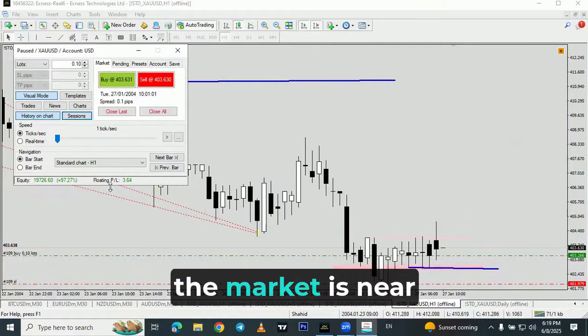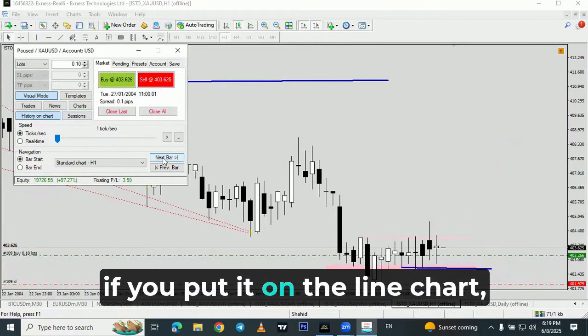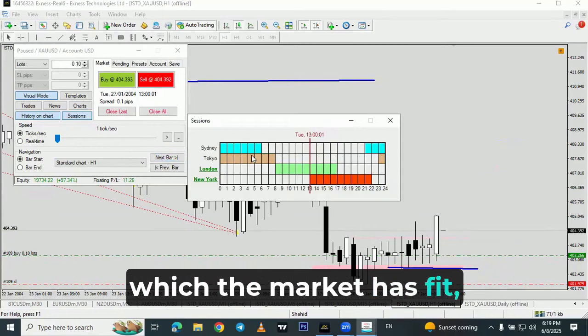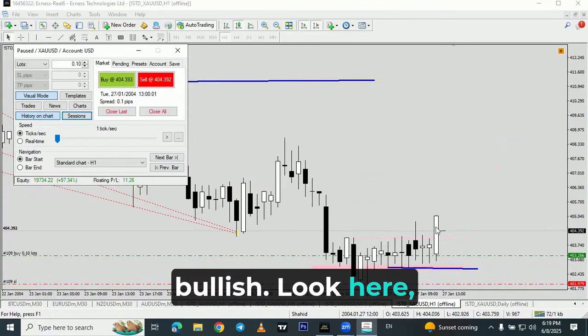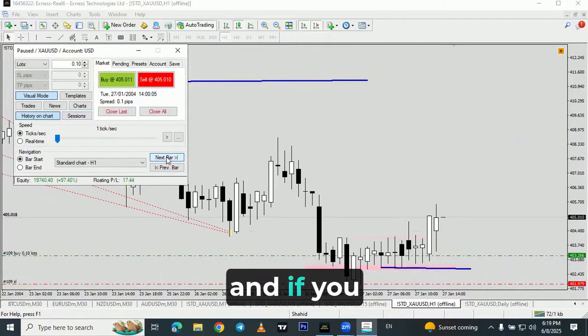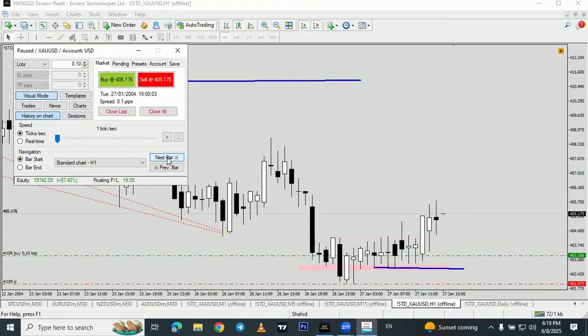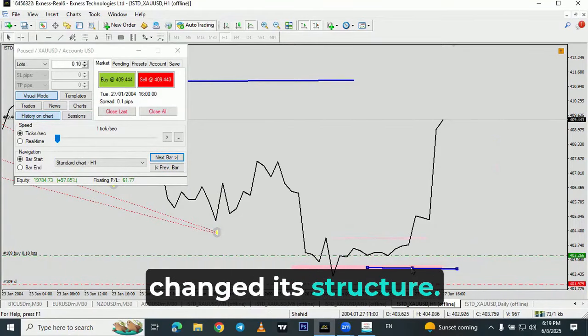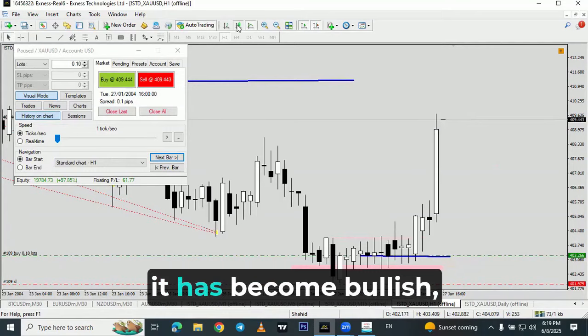Look here, the market is near its liquidities. If you put it on the line chart, its liquidities are there, which the market has fit, and the market has become bullish. Look here, if it becomes bullish, the bullish engulfing pattern will also be formed for us. And if you see, this one hasn't played yet because the market hasn't changed its structure. Let's see, wait here. Look, it has become bullish.